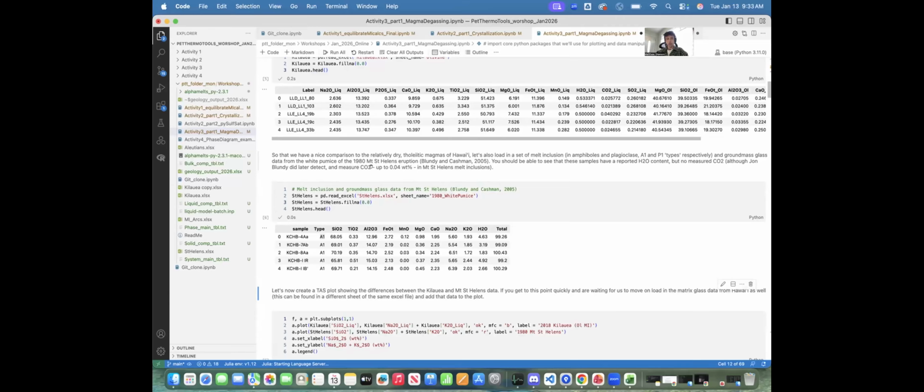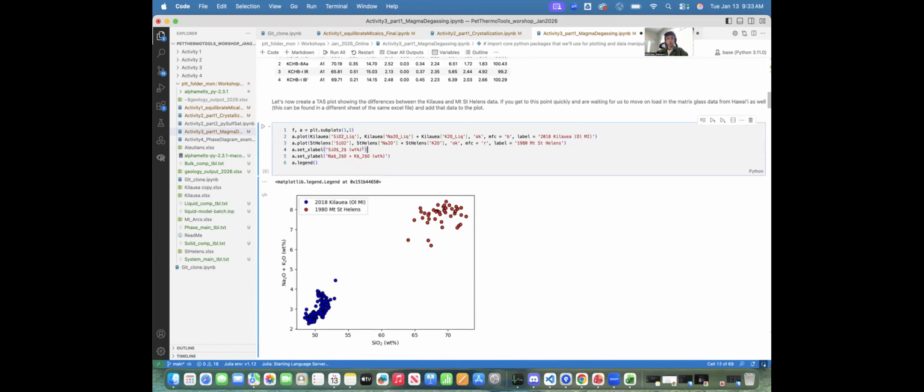As we move down, if you've successfully managed to import these two cells, you should now be able to run this code. So this is how I set up plots. It's slightly different to how Penny sets up plots, as we discussed yesterday. But you should just be able to basically plot the Kilauea silica against sodium plus potassium, the St. Helens silica against sodium plus potassium.